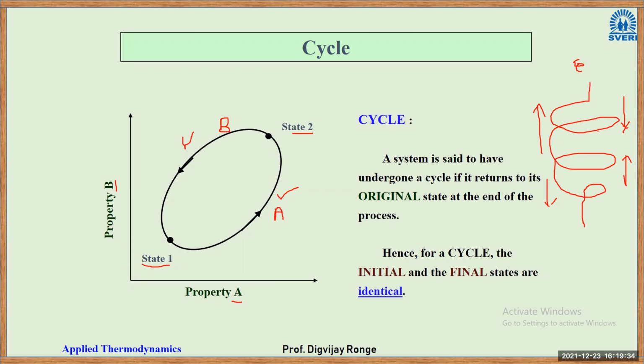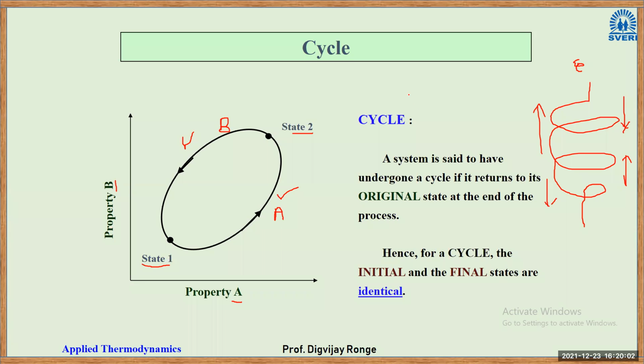There is a spring. When you compress the spring, it goes from state 1 to state 2. Again, if you release the pressure, it will go back from state 2 to state 1. So that process has completed a cycle. Hence for a cycle, the initial and final states are identical. This is a very important point here: for a cycle, initial and final states are identical.